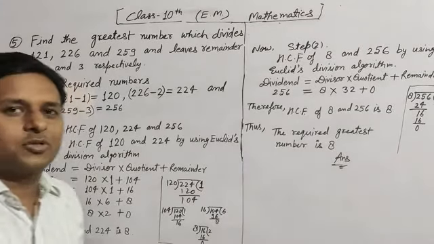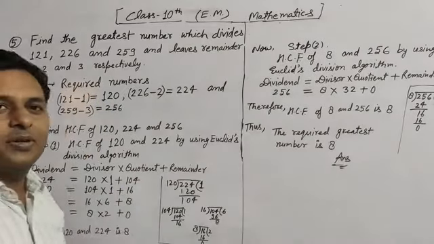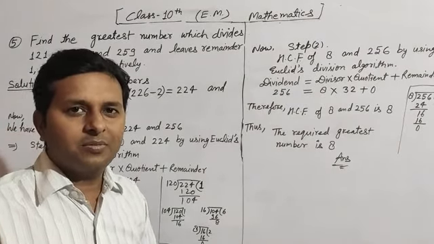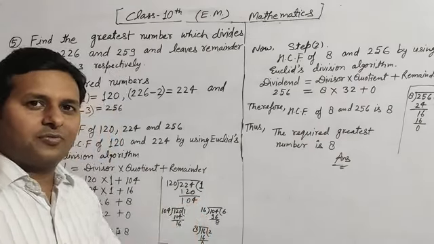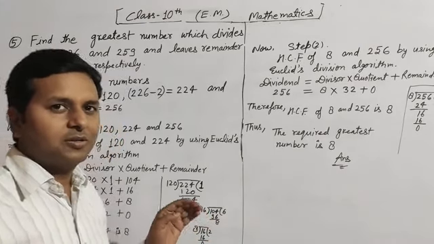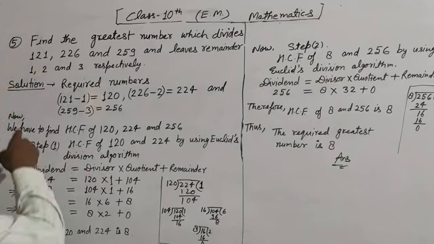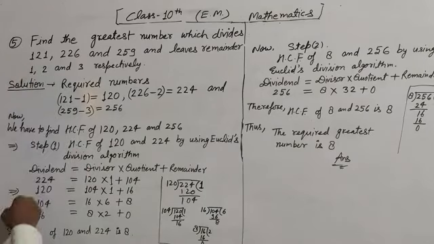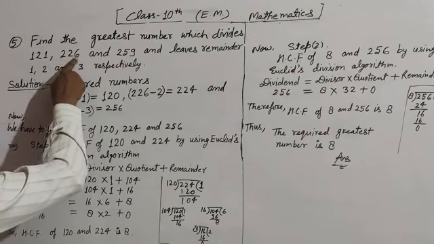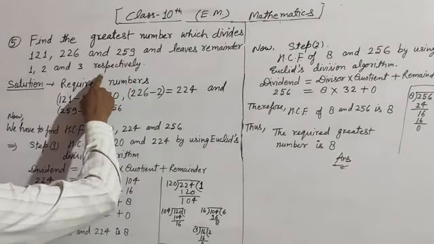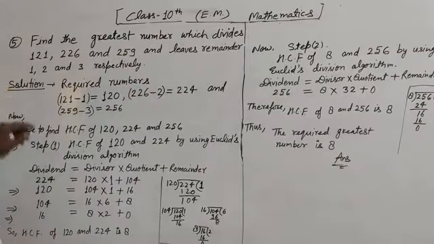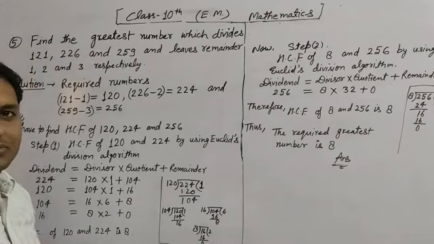As we saw in our fourth question, only one number was given, that was 5, which is subtracted from 3 numbers. But here 3 different numbers are given for subtracting from 3 different numbers. Like 1 is subtracted from 121 and 2 is subtracted from 226. Same as 3 is subtracted from 259 because respectively is given. Respectively means first number is subtracted from first number, second number from second number, and third number from third number. Okay?